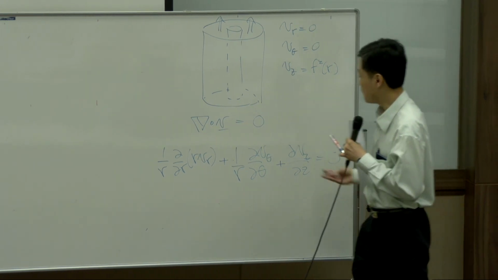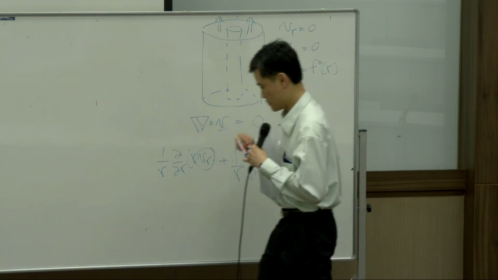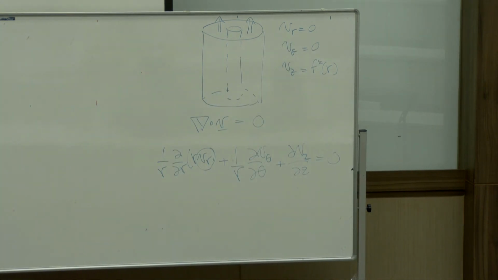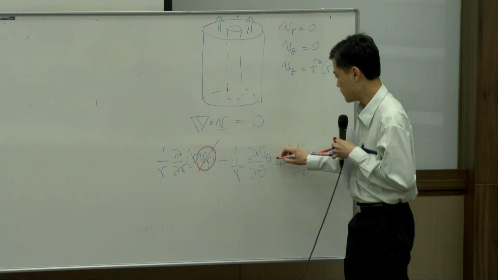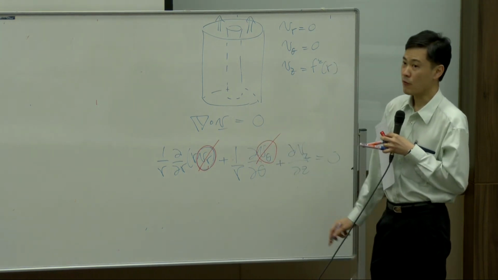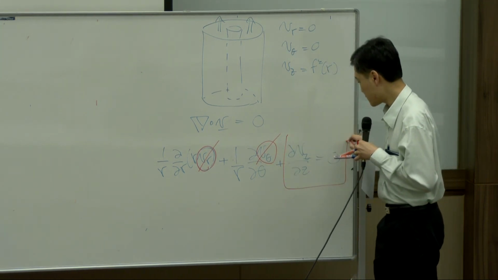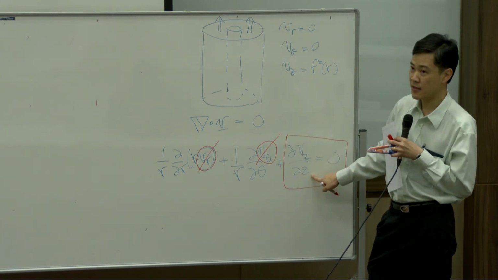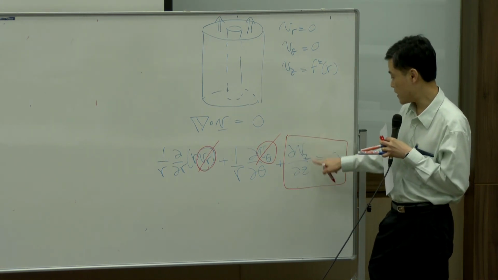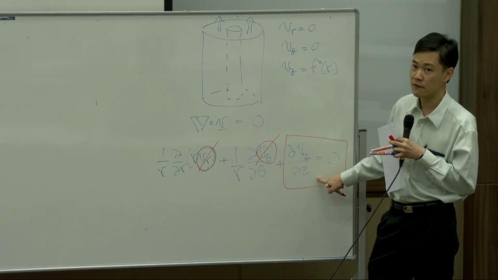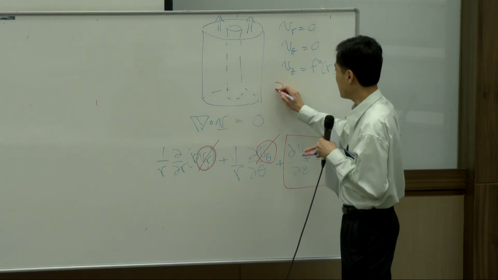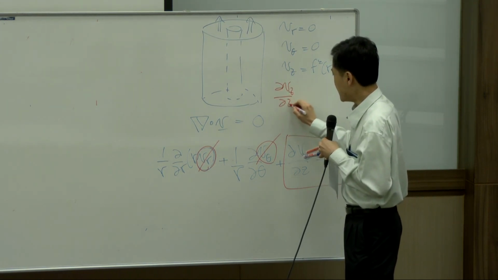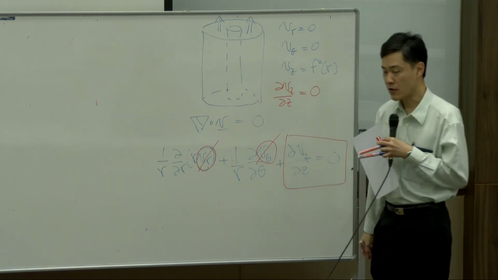If you take Vr to be 0 and V theta is 0, what you get from here is that dVz by dz is 0. In other words, Vz is no longer a function of z. Differentiation gives you 0. So we get dVz by dz equal to 0 from the equation of continuity.